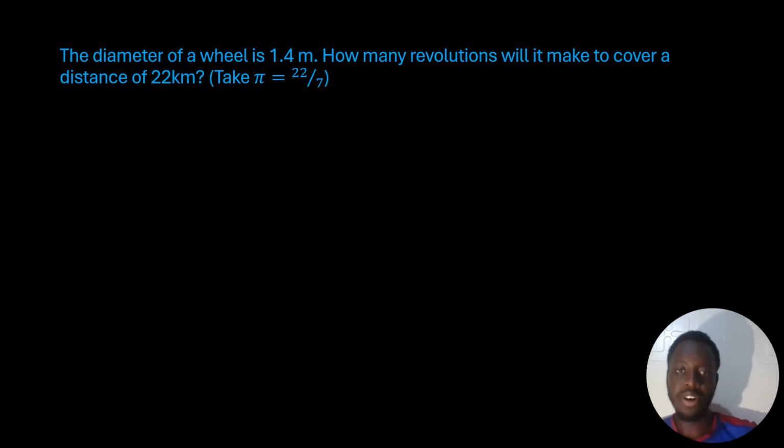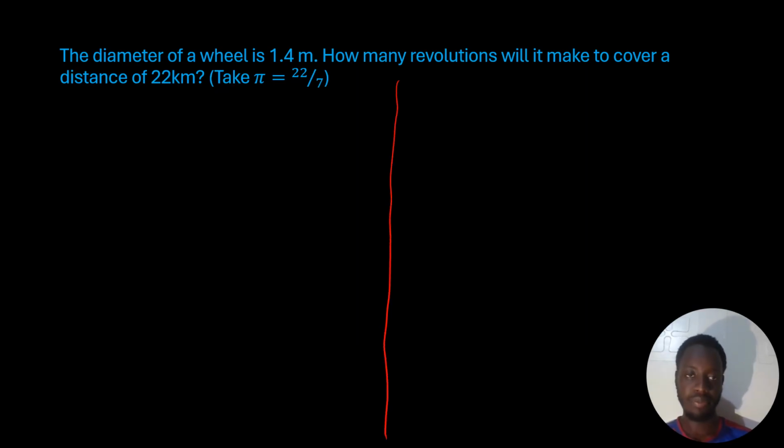So the diameter of our wheel is 1.4 meters. How many revolutions will it make to cover a distance of 22 kilometers? We know that one revolution is equal to the circumference.